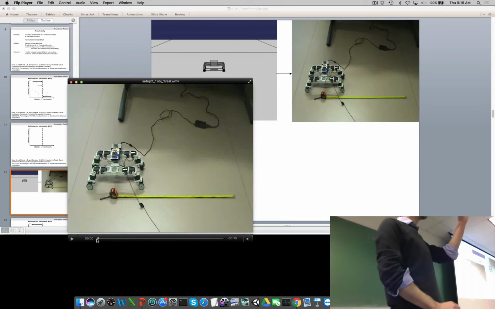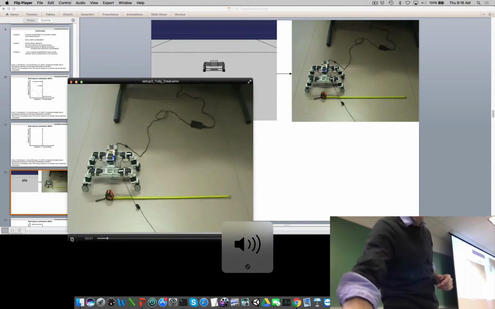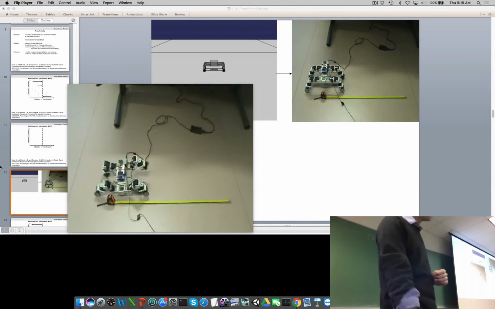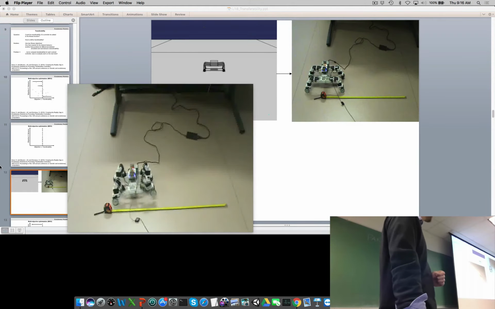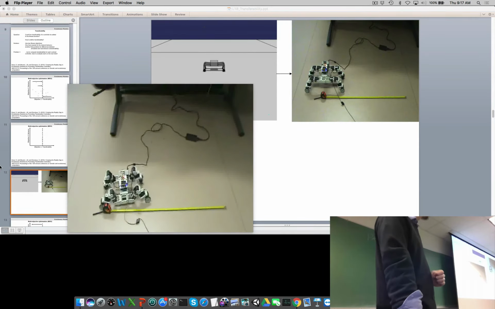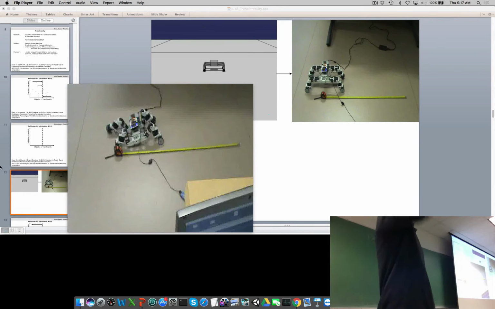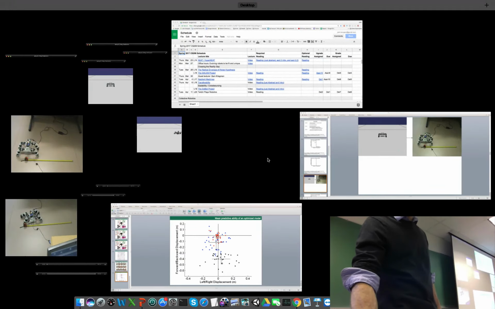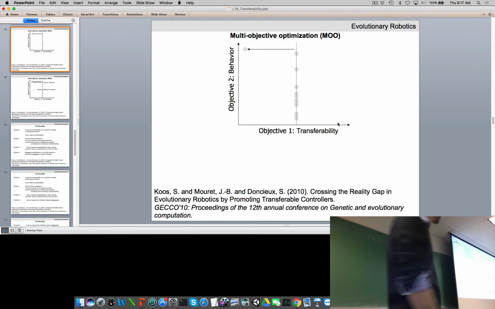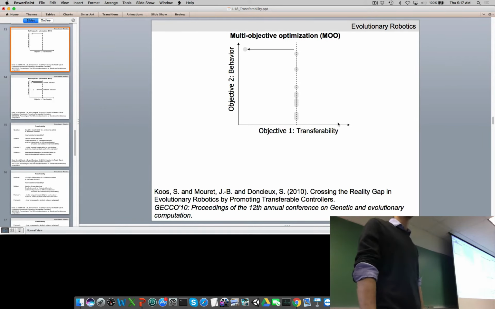Okay, so they took that single controller and transferred it to the physical robot, and they got this. How do we do? We fell into the reality gap, right? Didn't work. Okay. So we know that that point up there has low transferability. So now we've tagged that point with transferability.